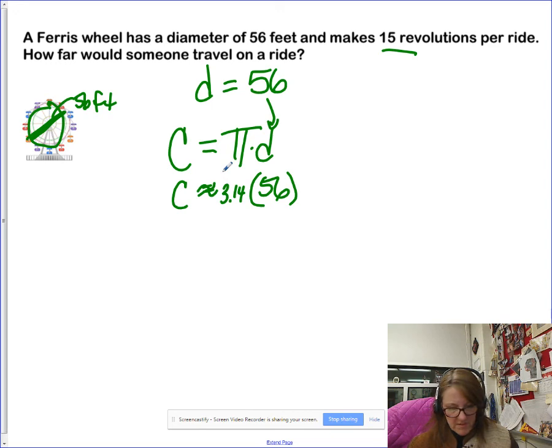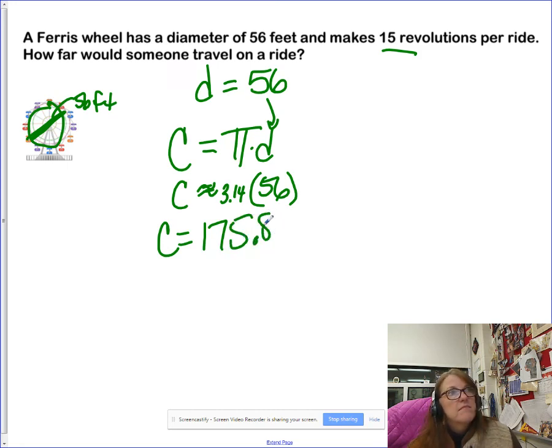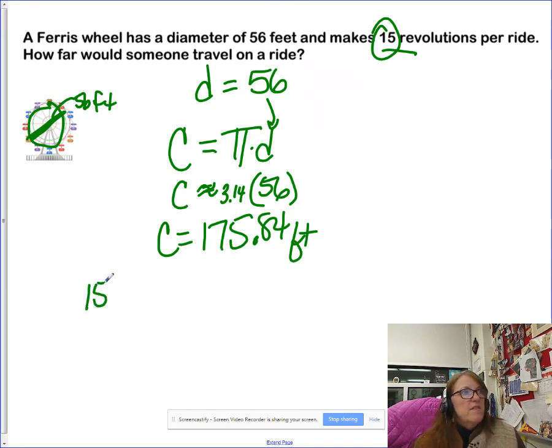And let's figure out what you get. 3.14 times 56. What are we in? Feet. That many feet. That's one circumference. Hold your horses. We're going around 15 times. So 15 times means we're going to take 175.84 and multiply it by 15. Now we're cooking.